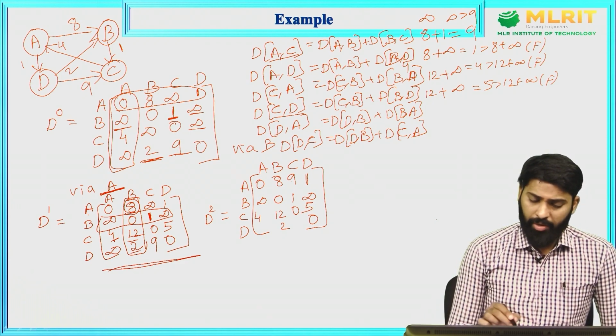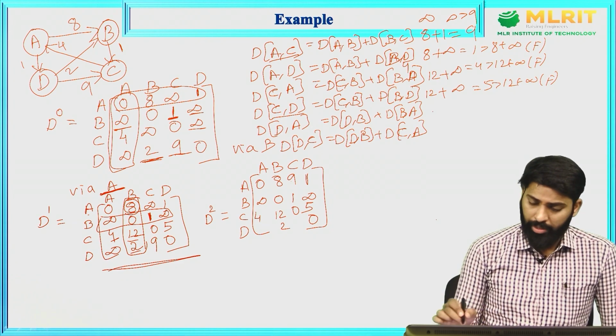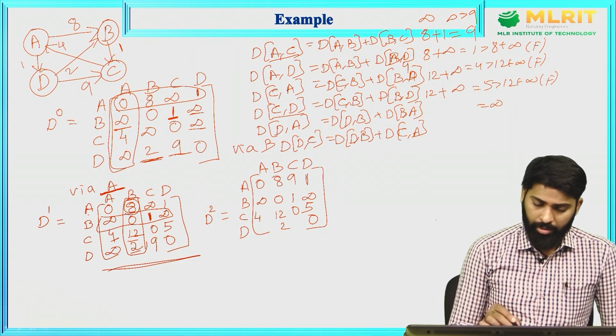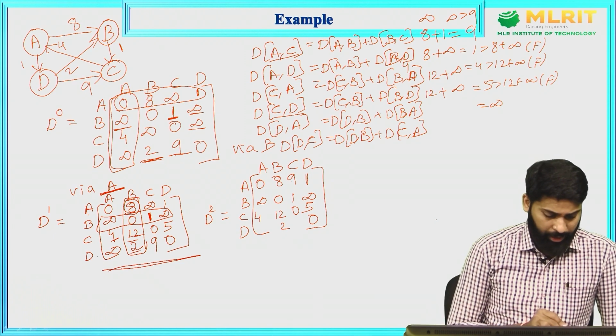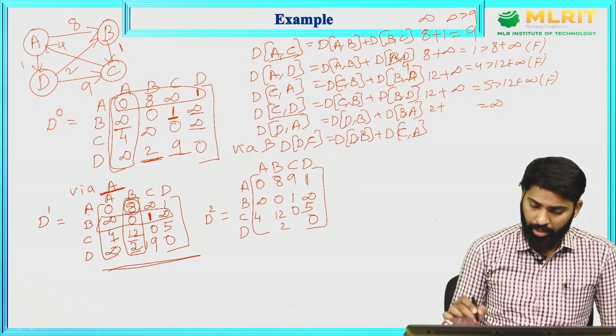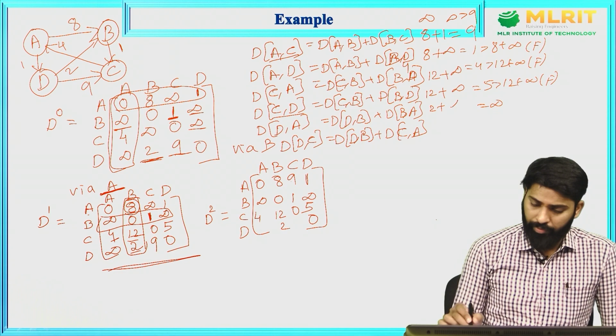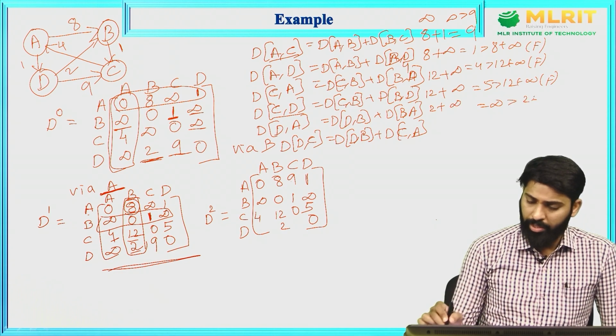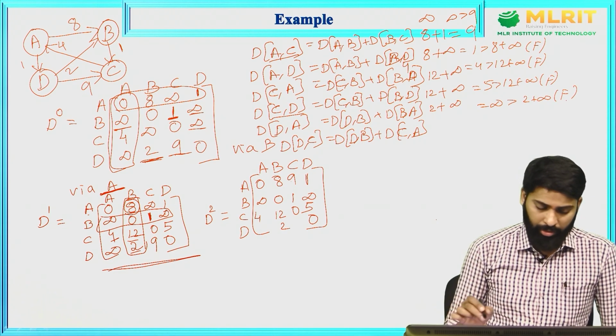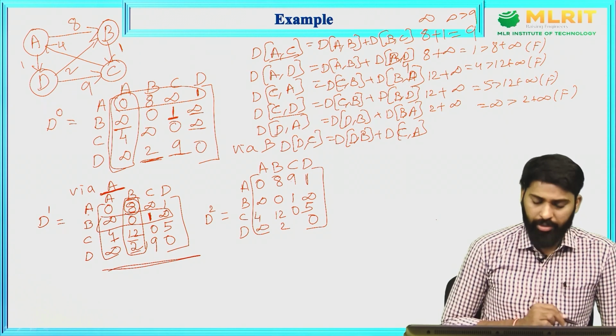Next, distance of D to A. What is the actual value? Infinity. So distance of D to B. D to B is 2. Distance of B to A? Infinity. So is infinity greater than 2 plus infinity? False. So write same value, infinity.